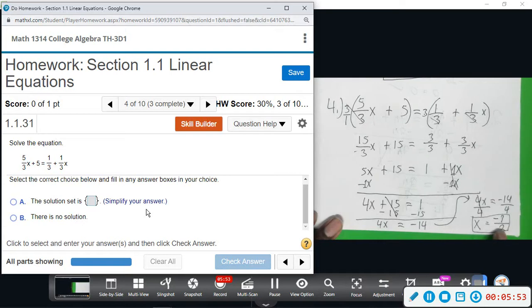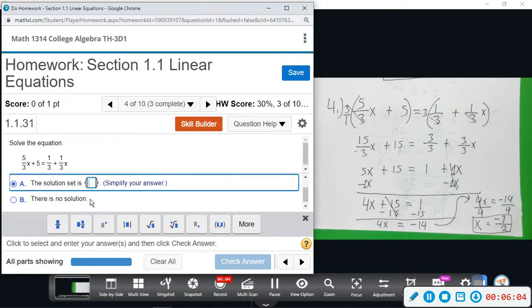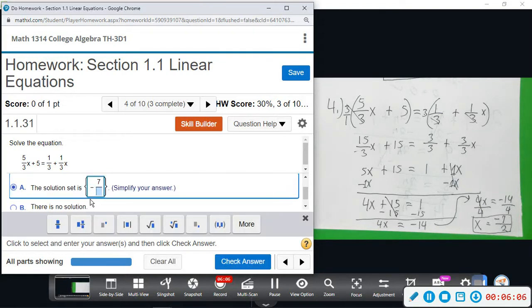Now if it says give a decimal, then you give a decimal. Otherwise, fractions are more exact. And again, it's just a whole number on top of a whole number. It's better that way. So negative 7 divided by 2.